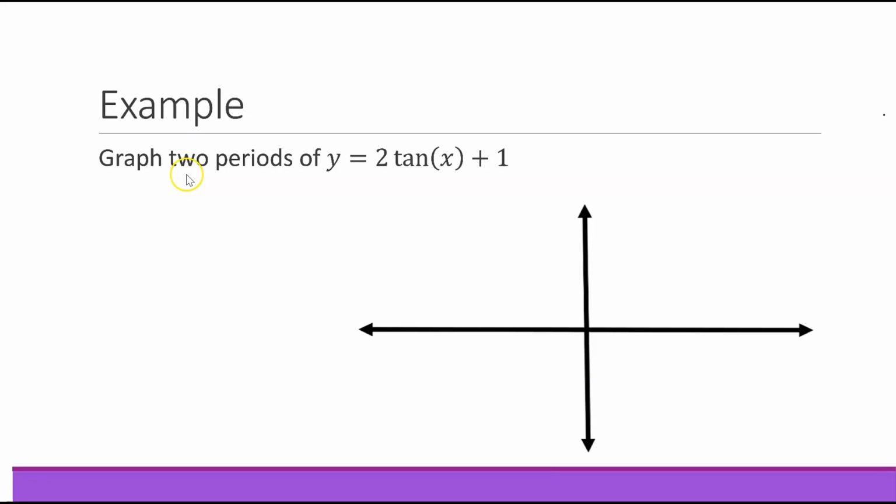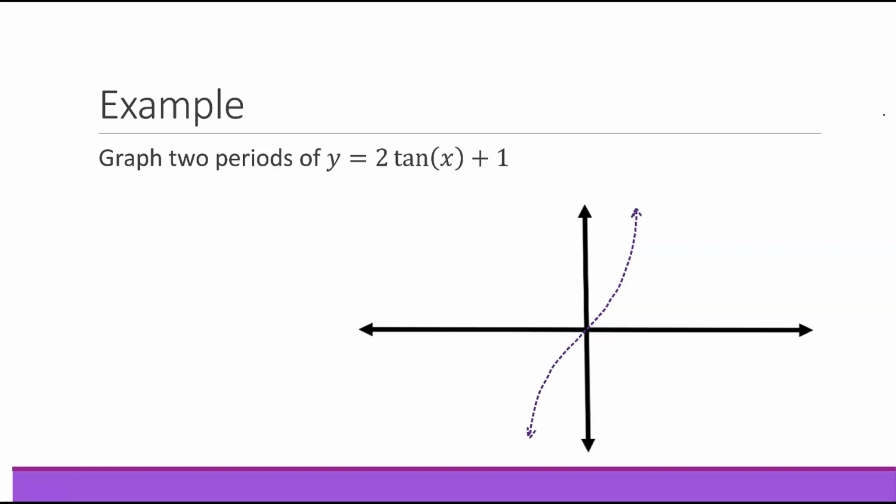Alright, in this example, we want to graph two periods of y equals 2 tangent x plus 1. So the main function here that we're working with is the tangent function. What I like to do is start by drawing the general shape of the tangent graph on my xy plane. At the very end we'll handle our shifts, so this isn't going to be the actual final answer, but I am just going to draw a regular old tangent graph shape.